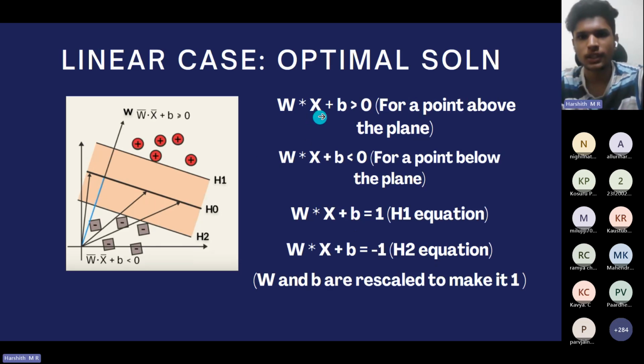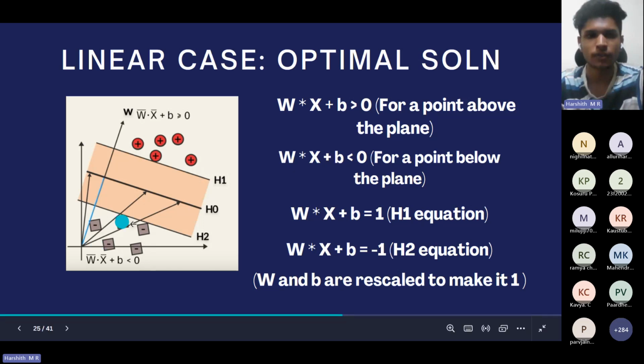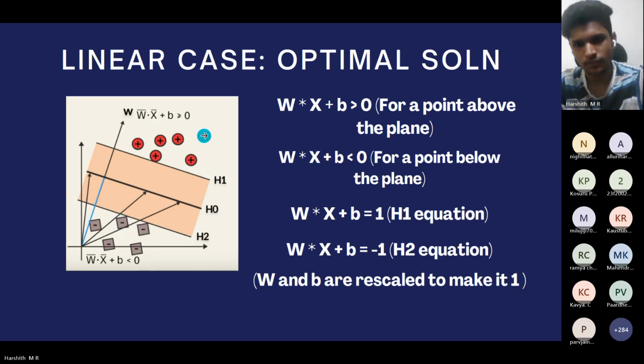So W times X plus B, for the class of points above the hyperplane, from your straight lines chapter in math, you would know that for any point above the hyperplane, it would be greater than 0. When you substitute the point's values in this equation, you would get a value greater than 0 for any point above the line. Similarly, for any point below the line, you'll get less than 0. So for this class of points, you'll get less than 0. For this class of points, you'll get greater than 0.